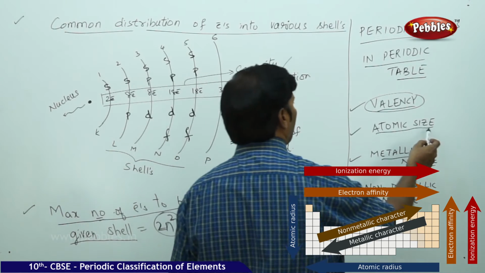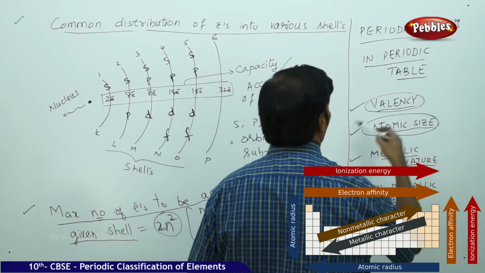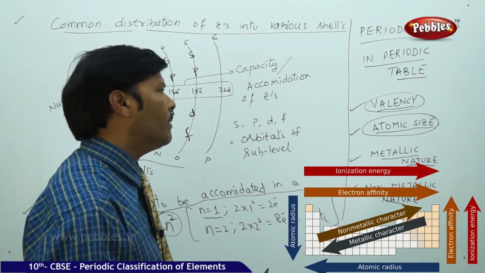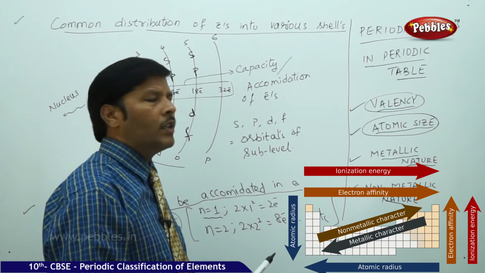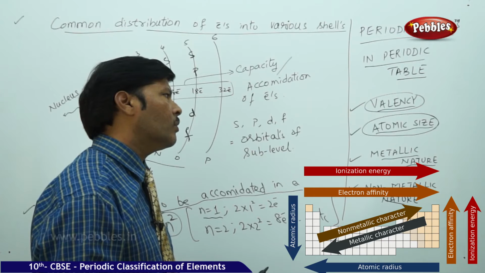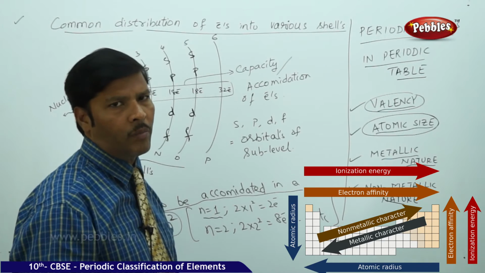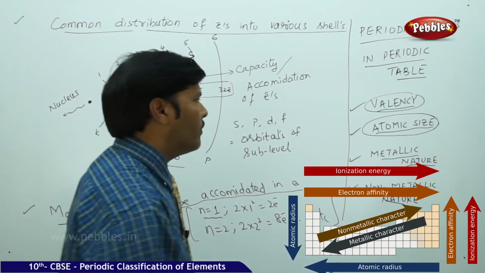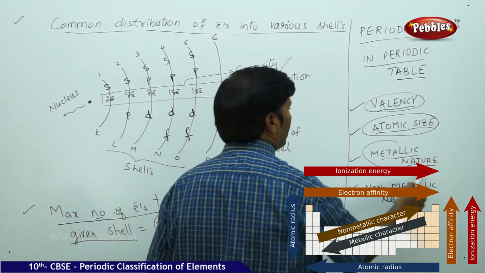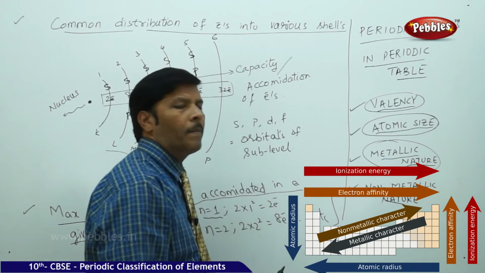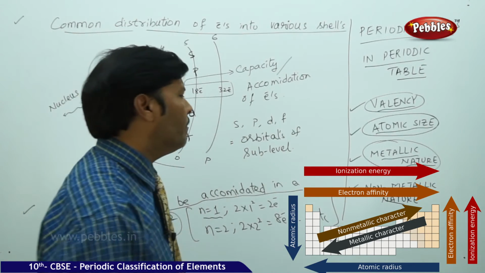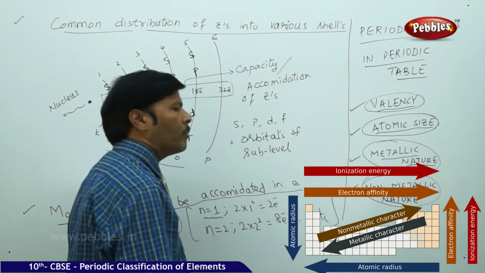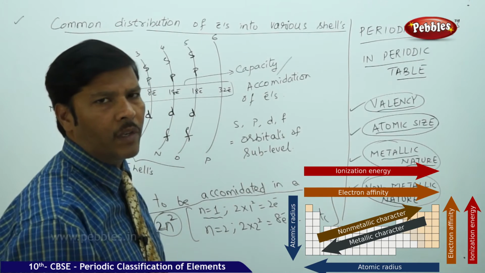If you go for the atomic size, the distance from the positively charged nucleus to the outermost orbit, where the nuclear attraction from the nucleus to the outermost orbit and its electron cloud is felt, we call it atomic size. And metallic nature is directly proportional to the electropositive character of a metal, and non-metallic nature of a given element is directly proportional to the electronegativity of a given element.